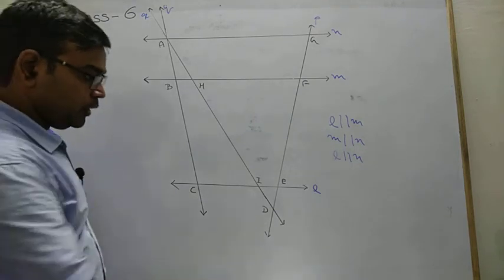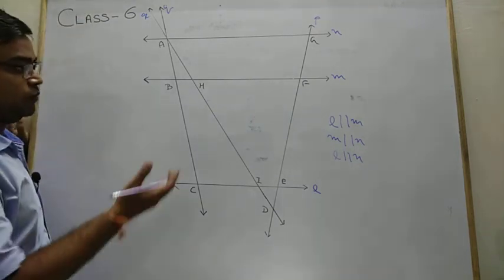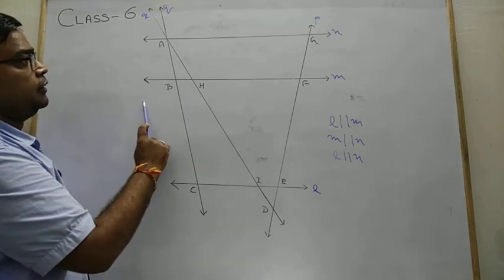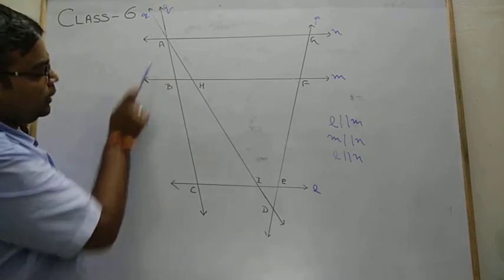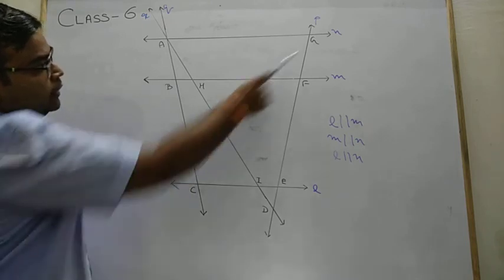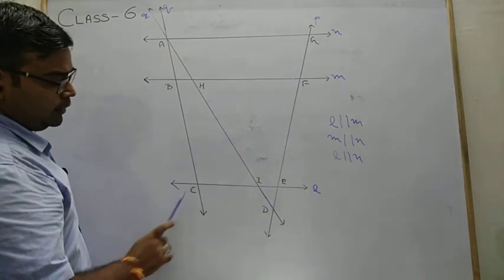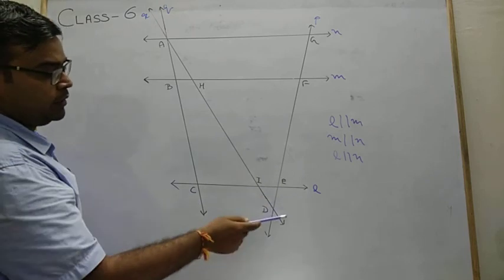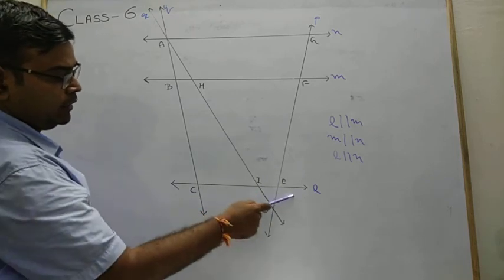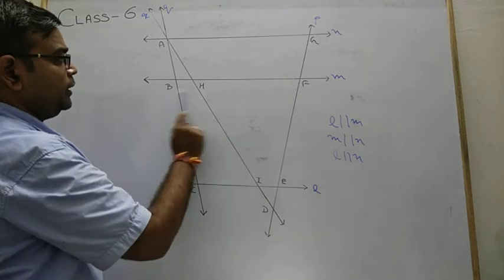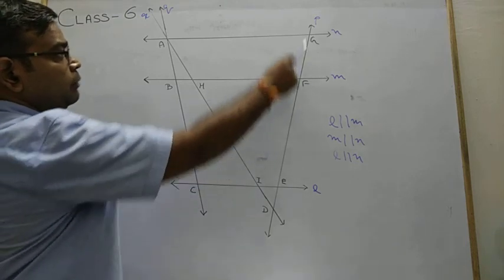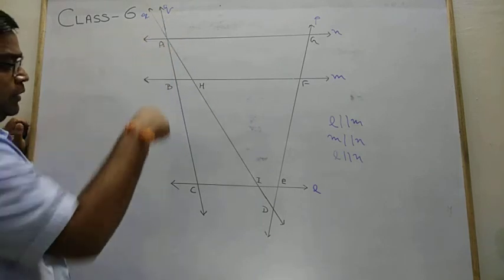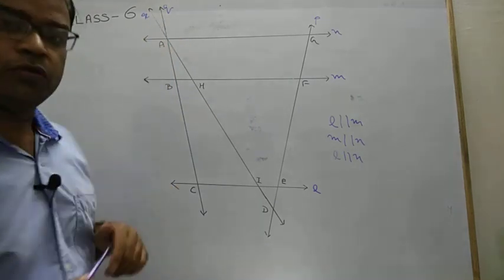Then collinear points, yes, we have pairs of collinear points. You can easily say B, H, F are on a line. A, B, C on a line, G, F, E on a line, H, C, I, E on a line. All lines you can easily mention. On line L we have C, I, E. On line M we have B, H, F. On line P we have G, F, E. On line Q we have A, B, C. So these are the collinear points.